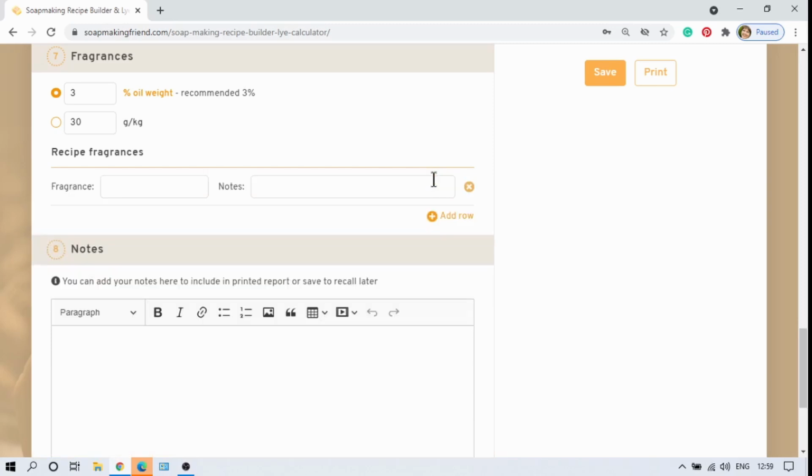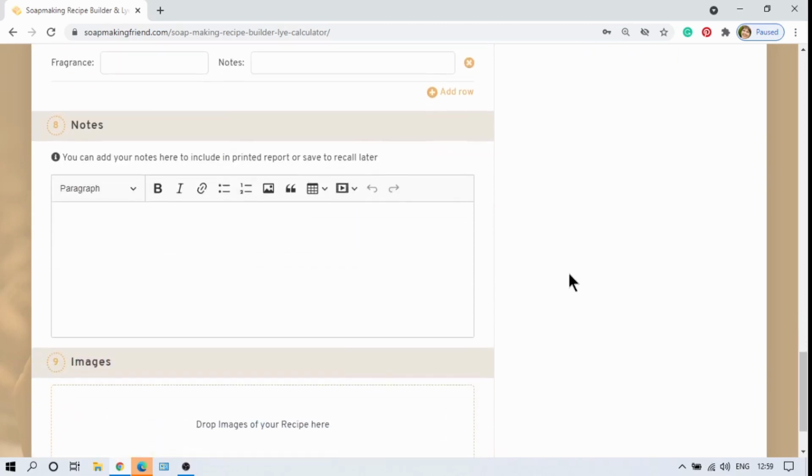I'm not going to use it there because, as I said, I'm not much into perfumery. Most of my soap I prefer unscented as well. Here you can add more notes. You can add links to other stuff.